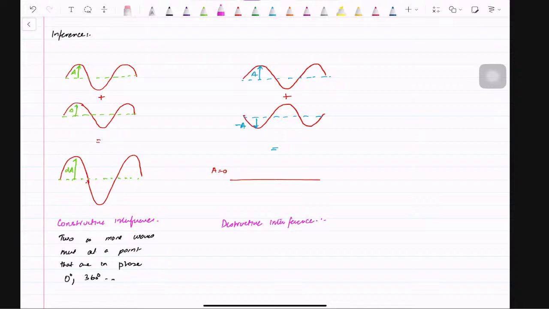In destructive interference, we can say when two or more waves meet at a point that are in anti-phase. When we say anti-phase, it means it's 180 degrees and multiples, 540 and so on, right? Is that clear? Yes. Yeah.